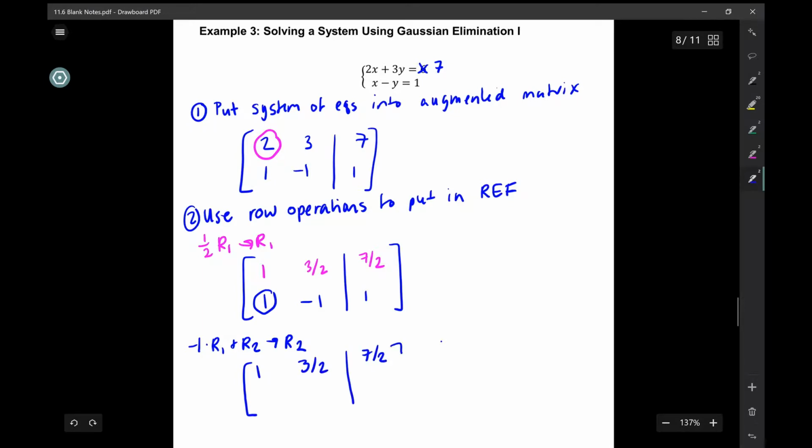I'm replacing row 2. So I'm taking -1 times row 1. I just like to write it above sometimes. So that's -1, -3/2, -7/2. And I'm adding that to row 2, and that's going to be my new row 2. So -1 plus 1 is 0. -3/2 plus -1 gives me -5/2. -7/2 plus 1 is equal to -5/2.